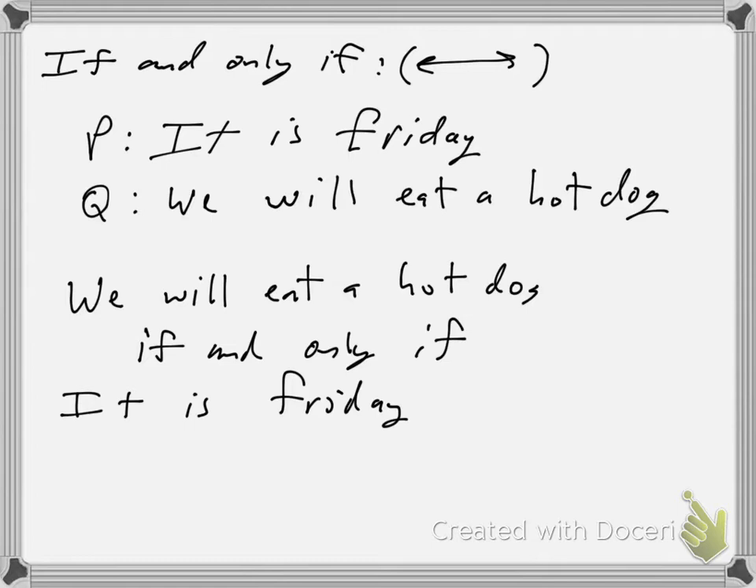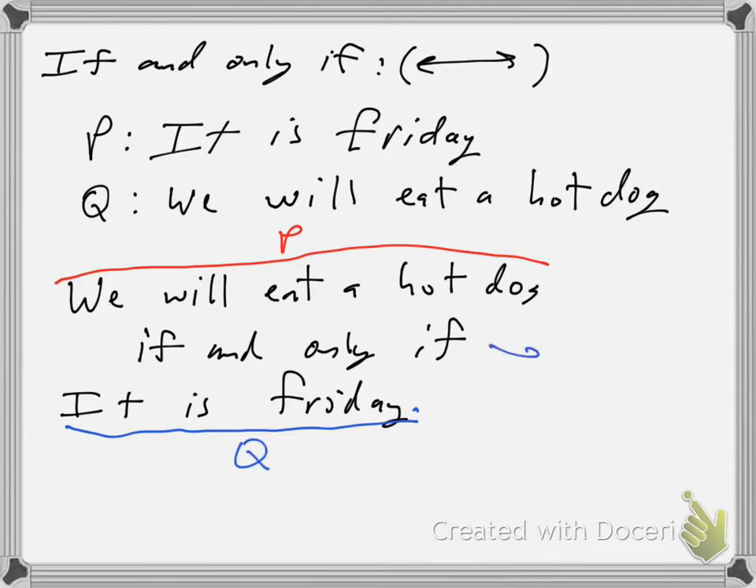Okay, so again, we've got a statement here, which is my P statement. We've got a statement here, which is my Q statement, and it's connected with this if and only if statement, right? So the way I write that is P with the double arrow Q.